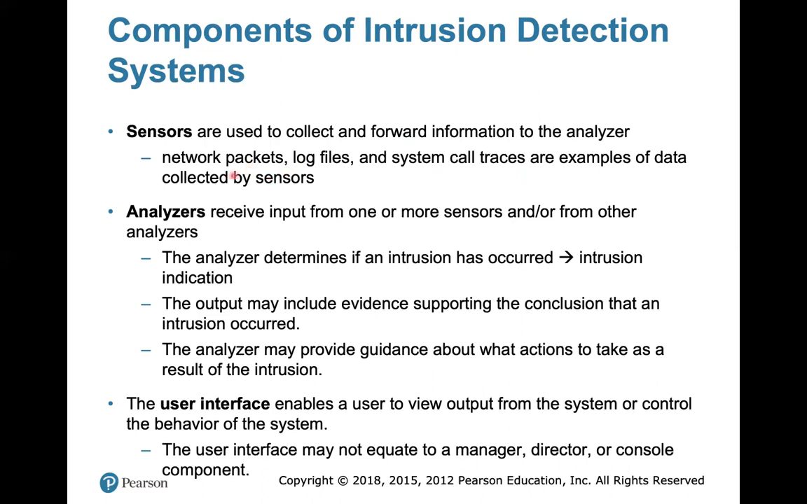Information from the sensors is collected, and while the sensors collect that information, they forward it to the analyzer. The analyzer receives the information and tries to analyze it, and it is the analyzer that determines if an intrusion has happened or not. If the analyzer detects an intrusion, it signals the administrator, indicating that an intrusion has happened or is undergoing, in order to take some kind of action toward that intrusion.